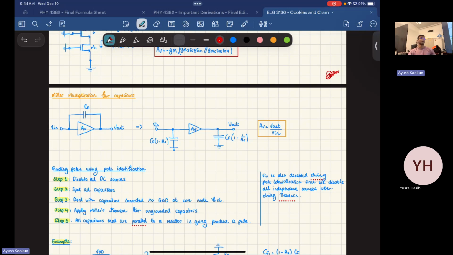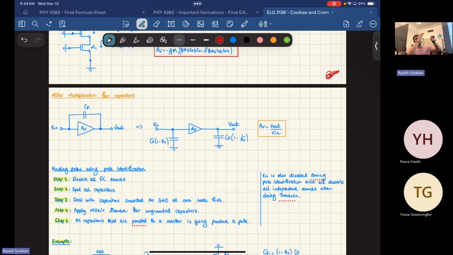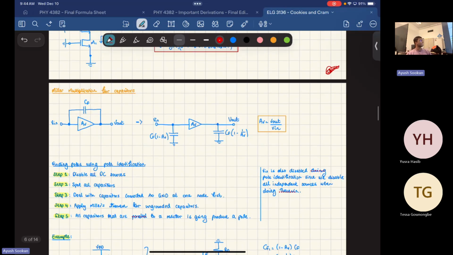You can draw your Bode plots from the pole. And this is exactly the points where your gain is going to start to decrease.